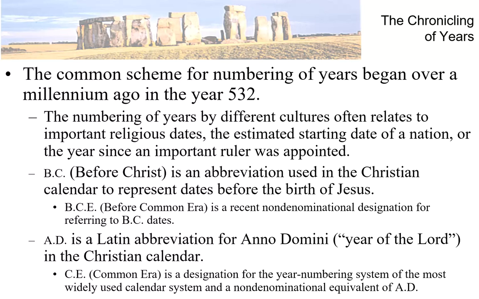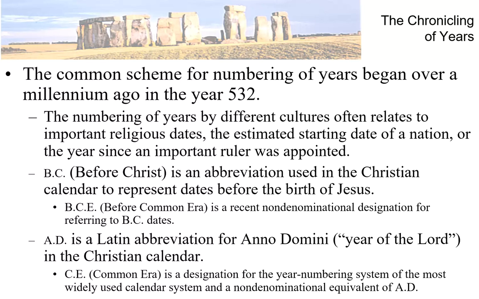Okay, so our current calendar with the AD and BC started in 532 AD. So somebody said, let's go ahead and call this 532 AD. I can't imagine anybody doing that today. There's just too much, no, we've always done it this way. BC stands very literally for before Christ, before the birth of Christ.